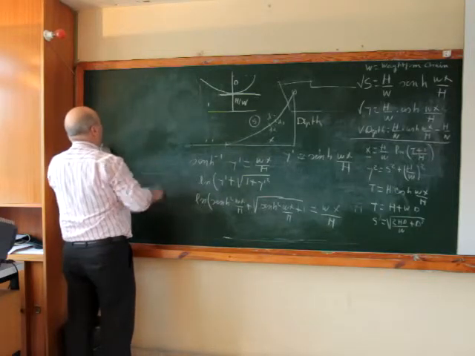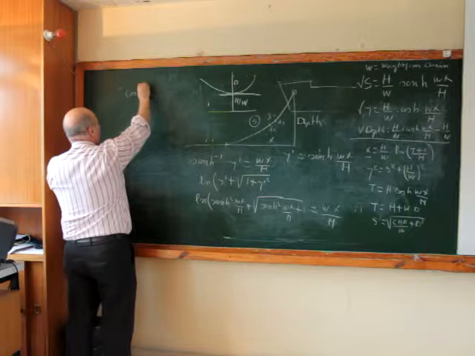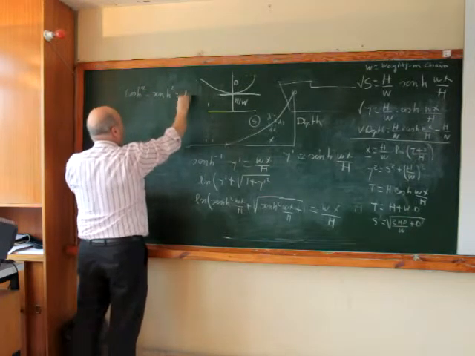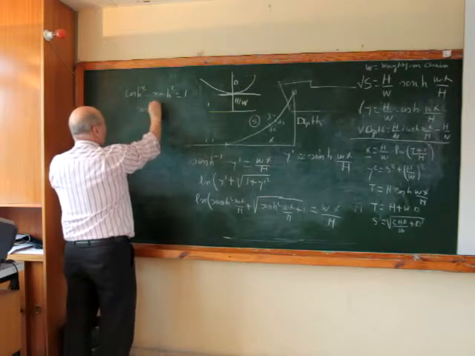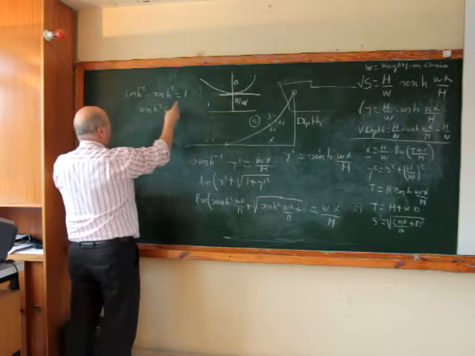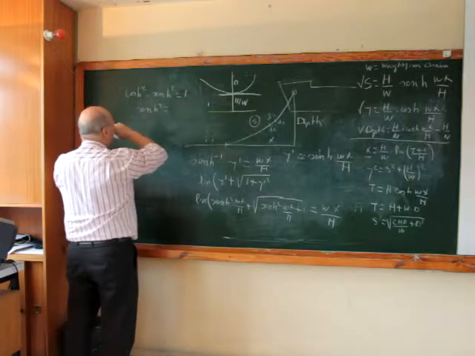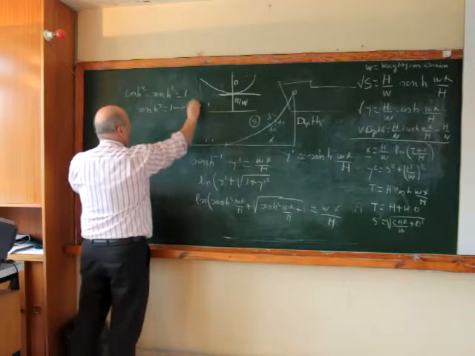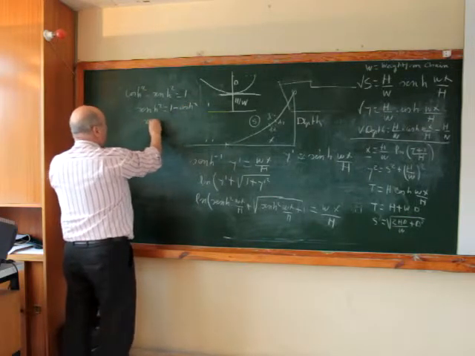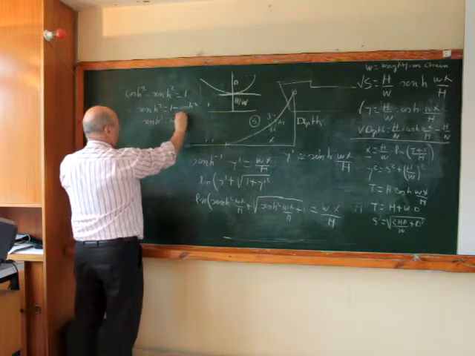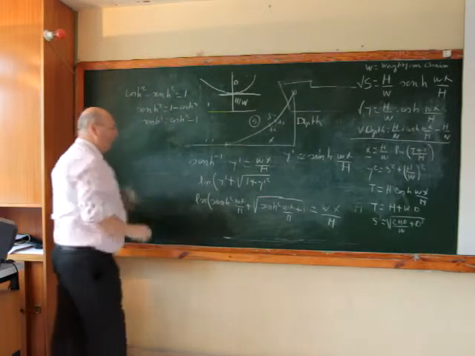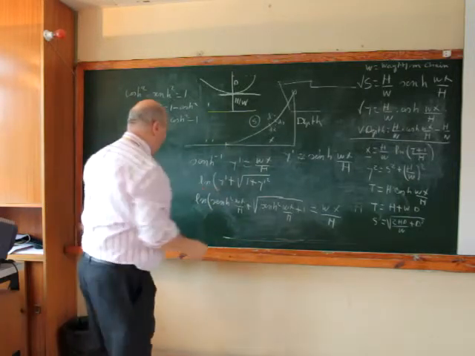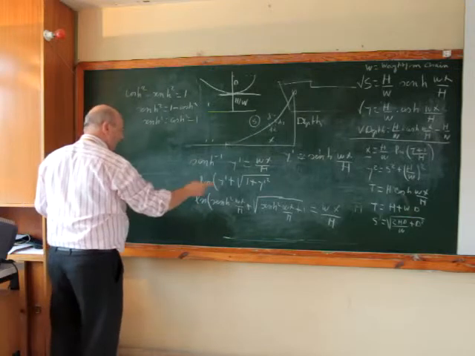You know that the hyperbolic cosine squared minus the hyperbolic sine squared of an angle is equal to 1. So the hyperbolic sine squared will be equal to 1 minus the hyperbolic cosine squared, and this will be equal to the hyperbolic cosine squared minus 1. So going with this rule over here, this will be like this.